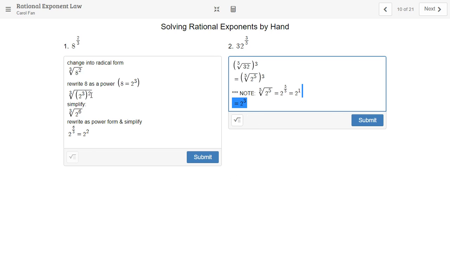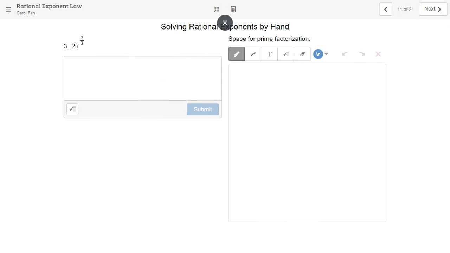So we could either rewrite it and then simplify, or we could simplify the radical first and then get the final answer. Same thing, you can choose whichever way works for you. Let's do another few examples.